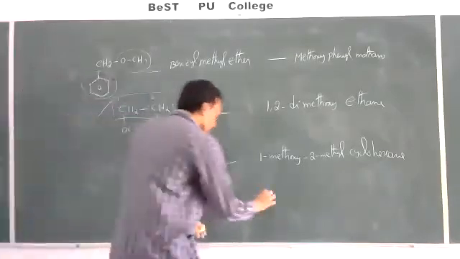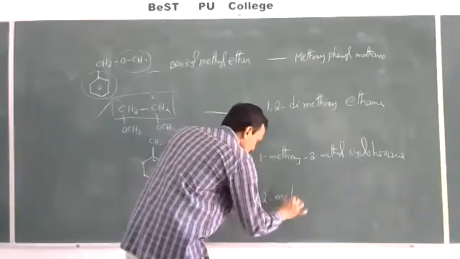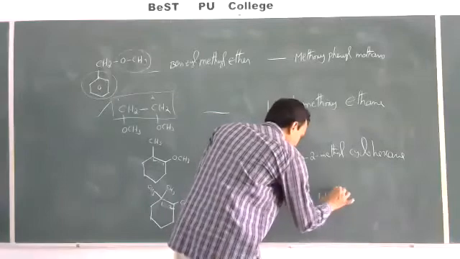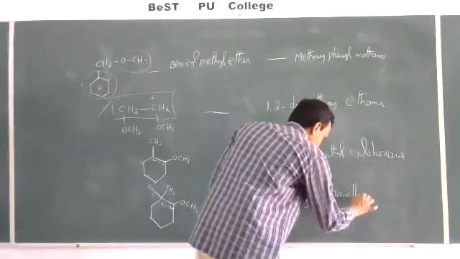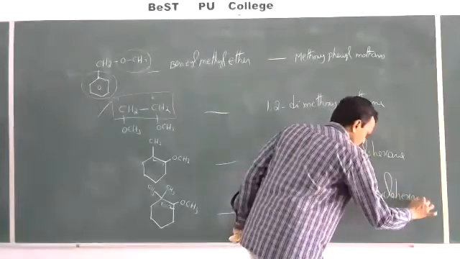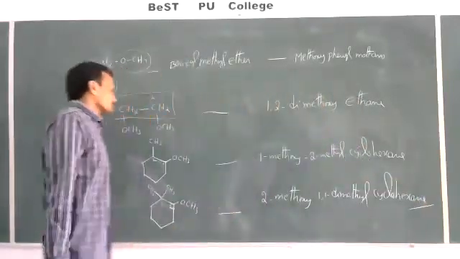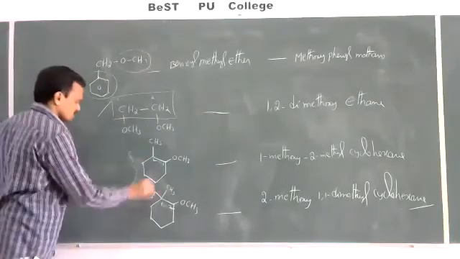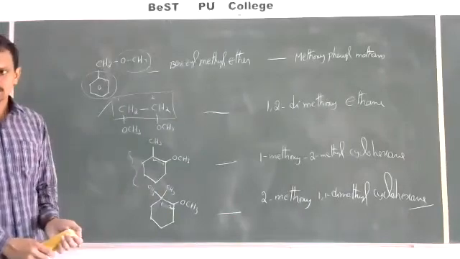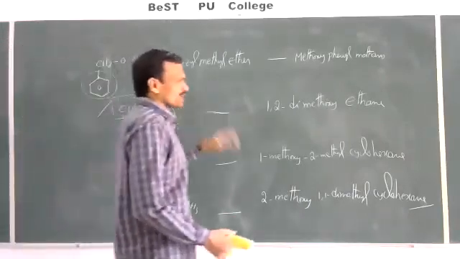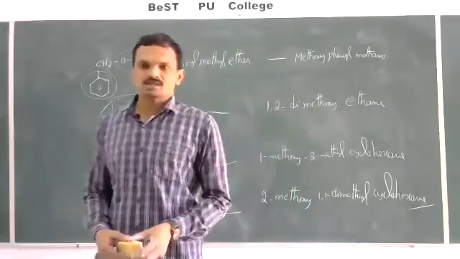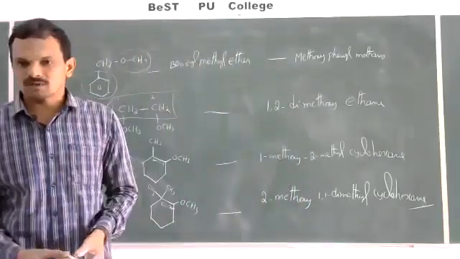Now the name is 2-methoxy-1,1-dimethylcyclohexane. So no common names for this. Okay, these are only IUPAC names. So this is regarding nomenclature of ethers. Okay. So in tomorrow's class we'll discuss the preparation and properties of ethers.